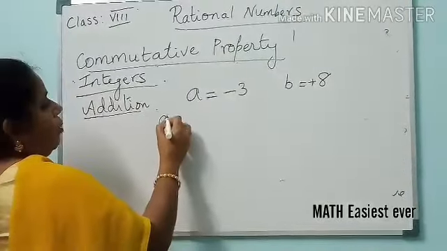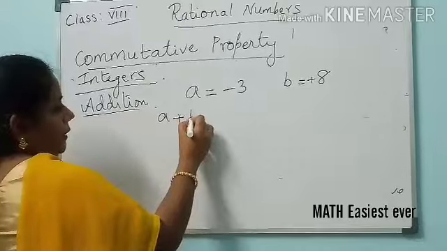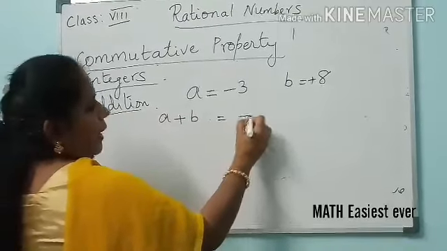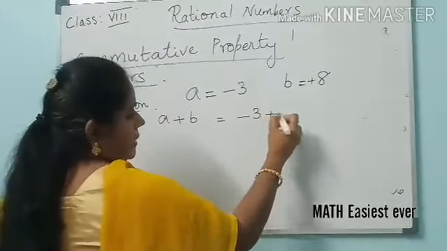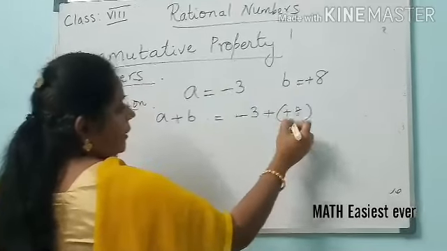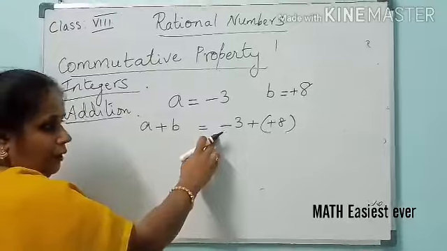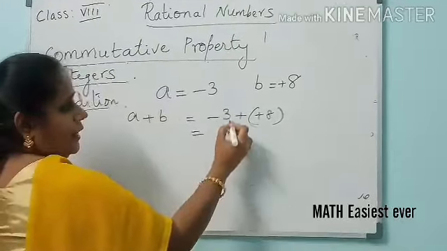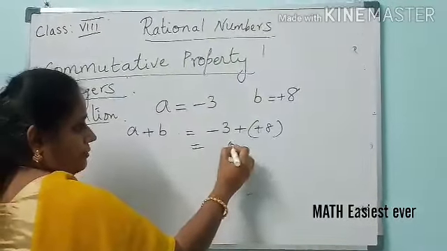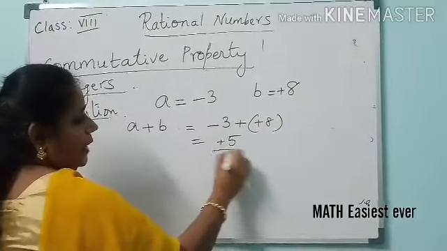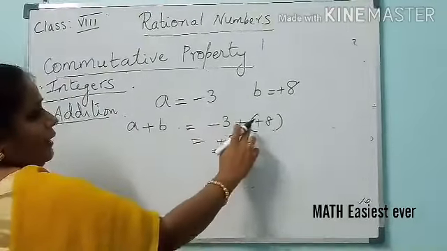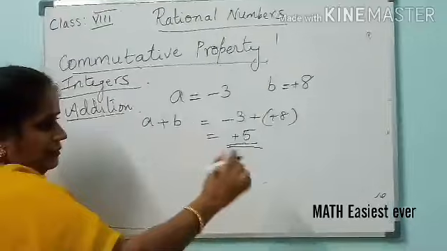Now, what is A plus B? It's minus 3 plus 8. So, you have a positive integer and a negative integer. What will you do? You will find the difference: 8 minus 3 is 5, and put the greater number's sign. So, minus 3 plus 8 is plus 5.